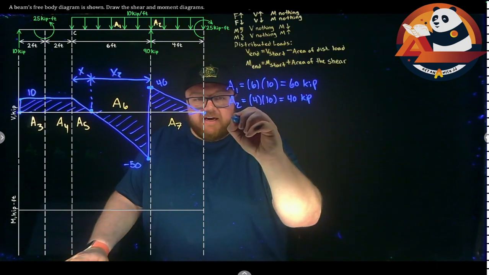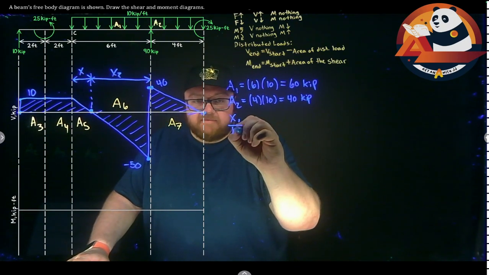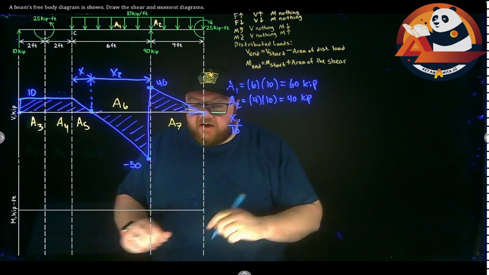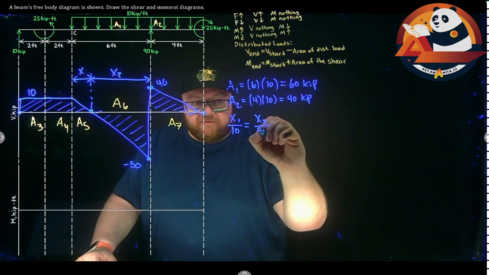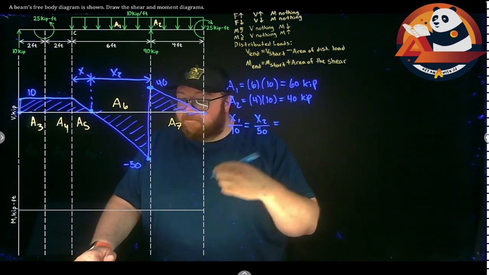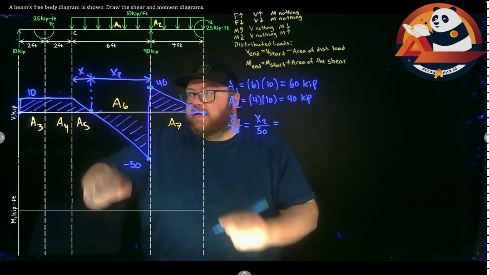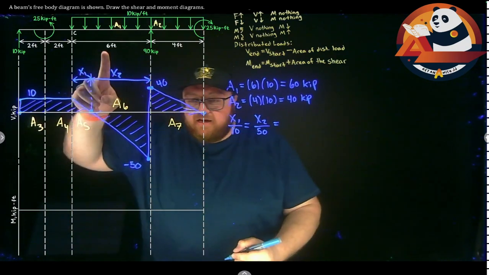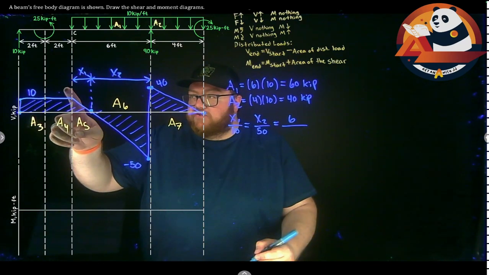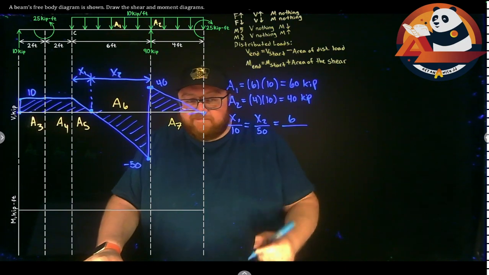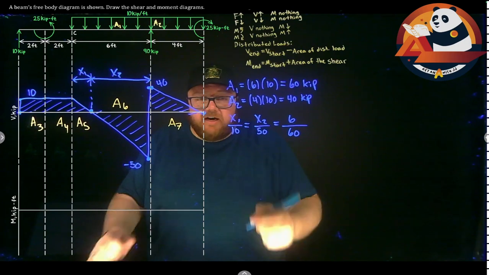So three pieces. I can say my x1 over my height, 10, that's base to height in my first triangle. Base to height in the second is x2 over 50. Base to height if I combine both of those is x1 plus x2, which is 6 feet, divided by my change from 10 to negative 50, that's area 1, 60. And then I can solve for x1 and x2.